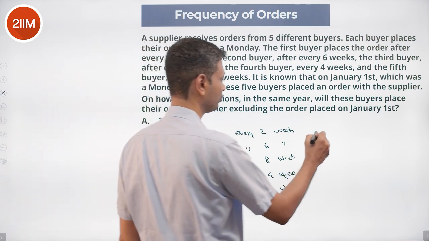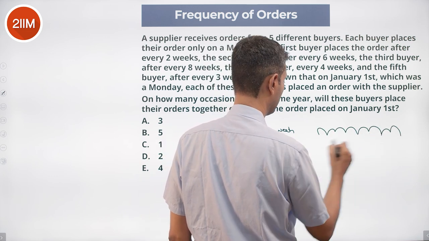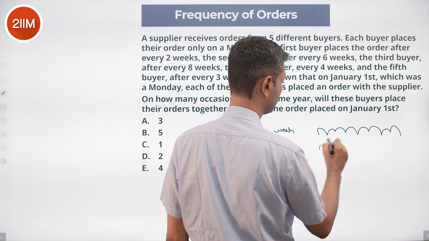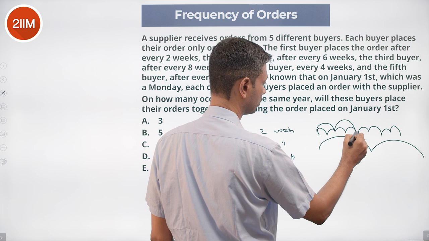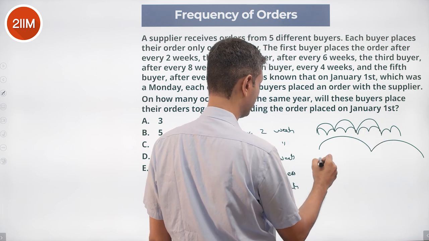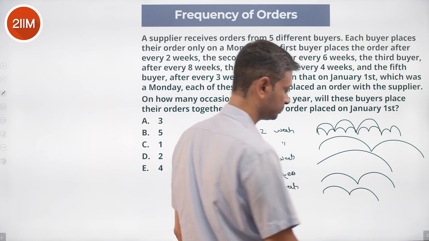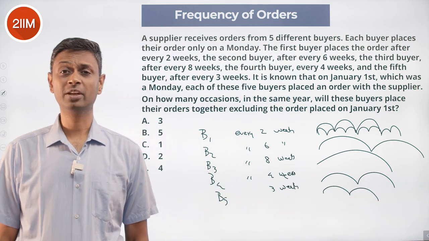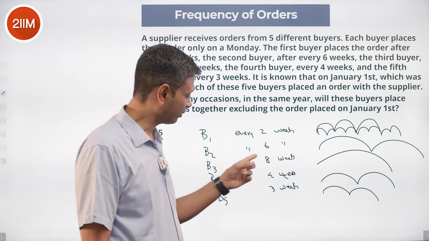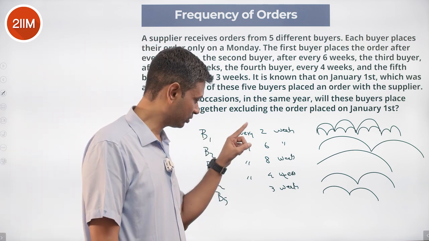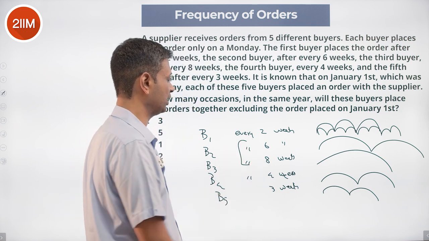It's like this. Every 2 weeks, every 6 weeks. This is every 2 weeks, and so on. Every 6 weeks, every 8 weeks, every 4 weeks, every 3 weeks. It's a classic question with LCM. 2 and 4 are factors of 8, we can forget that. 3 is a factor of 6, we can forget 3. Effectively calculating LCM of 6 and 8.